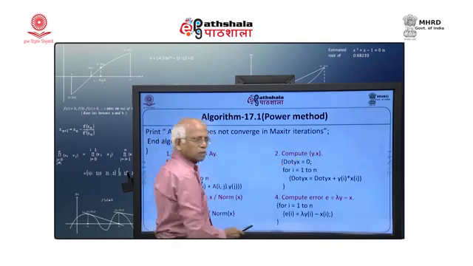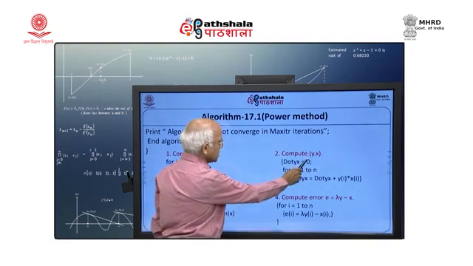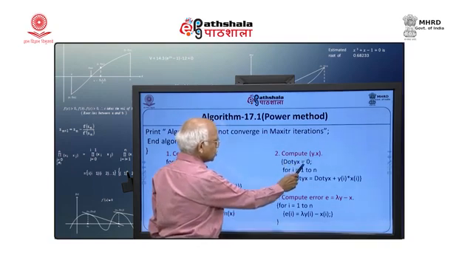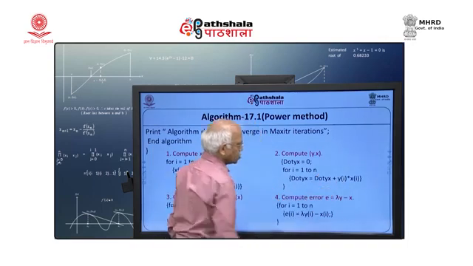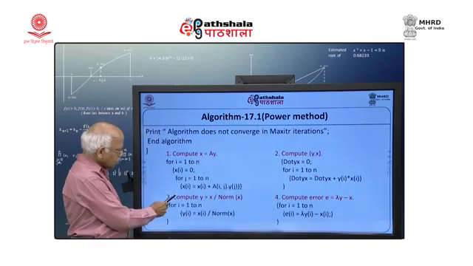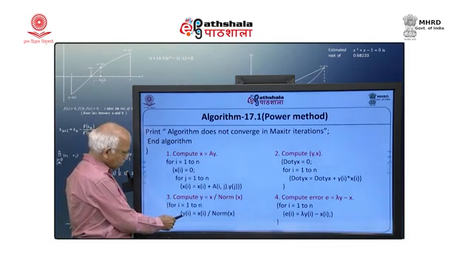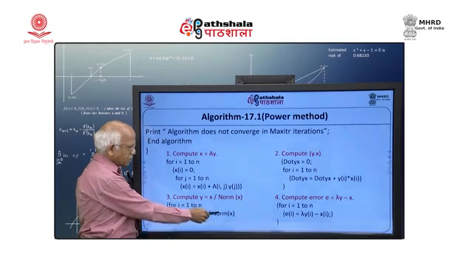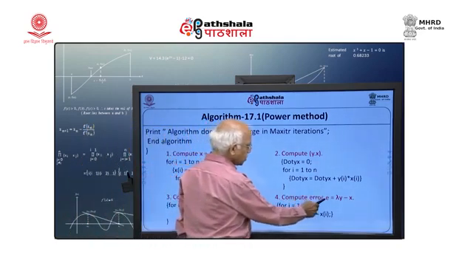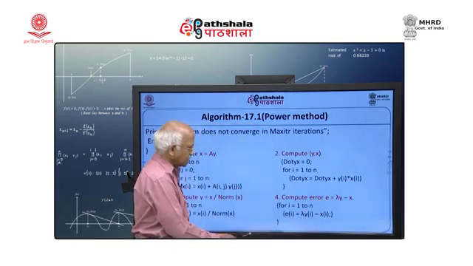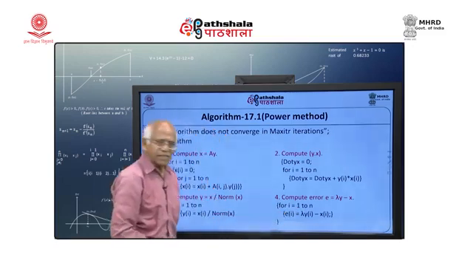If I want to take the dot product of two vectors, then I set dot y x equal to 0, and for i equal to 1 to n you go on adding the successive terms y i times x i. Similarly, compute y equal to x by norm x bar, so that y i equal to x i, each component divided by norm x bar. That is the third task. Then compute the error e equal to lambda y bar minus x bar, which gives for i equal to 1 to n, e i equal to lambda y i minus x i.